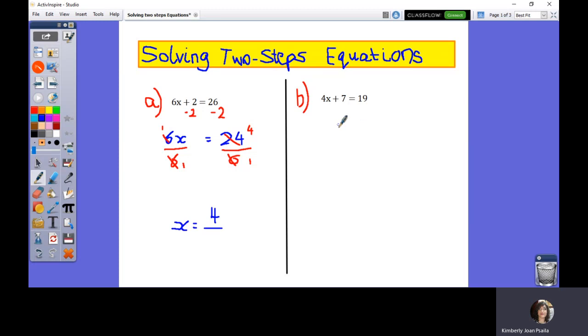Let us move on to this example B. So we have 4x plus 7 is equal to 19. So the first step is to get rid of this positive 7. In order to cancel it out, we have to subtract 7, and subtract 7 from this side as well. So we are left with 4x. This becomes 0, which is equal to 19 minus 7, which gives us 12.